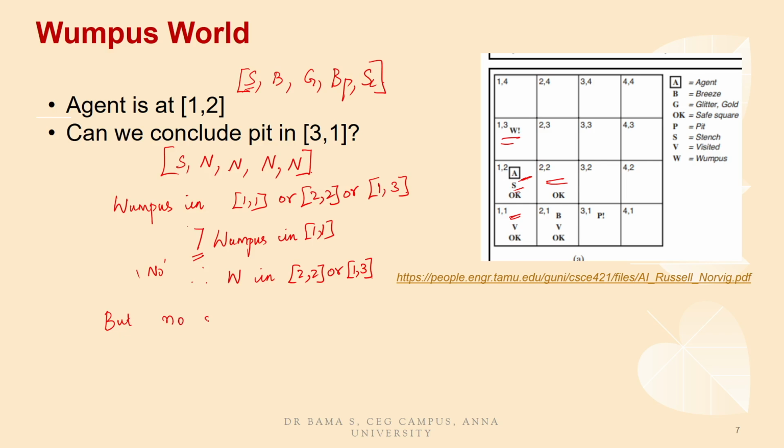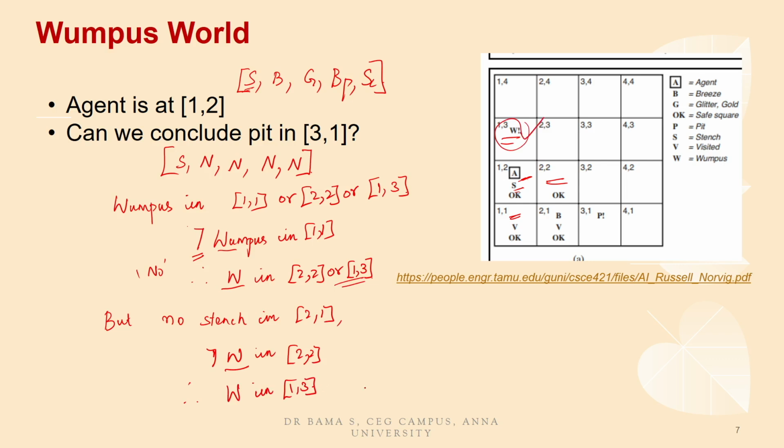since there was no stench in 2 1, he knows that there is no bumpus in 2 2. I am calling this W, no bumpus in 2 2. Therefore, he concludes that bumpers should be in 1 3. So, he concludes that bumpers in 1 3.